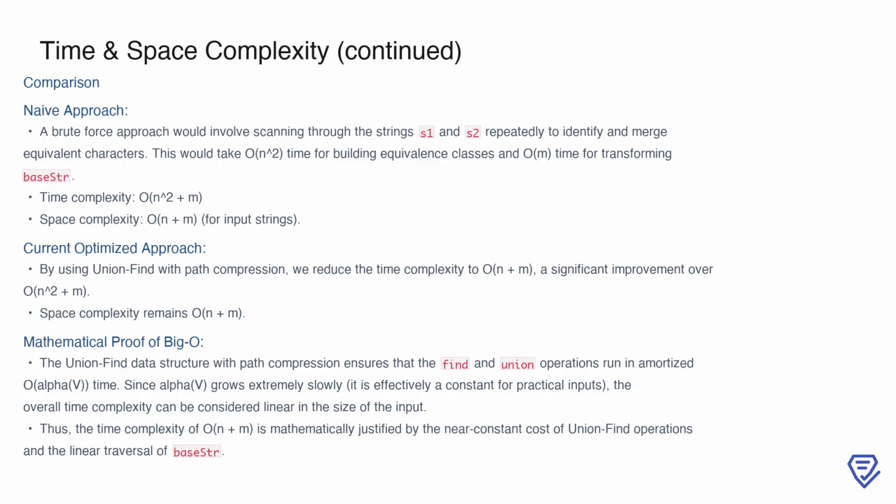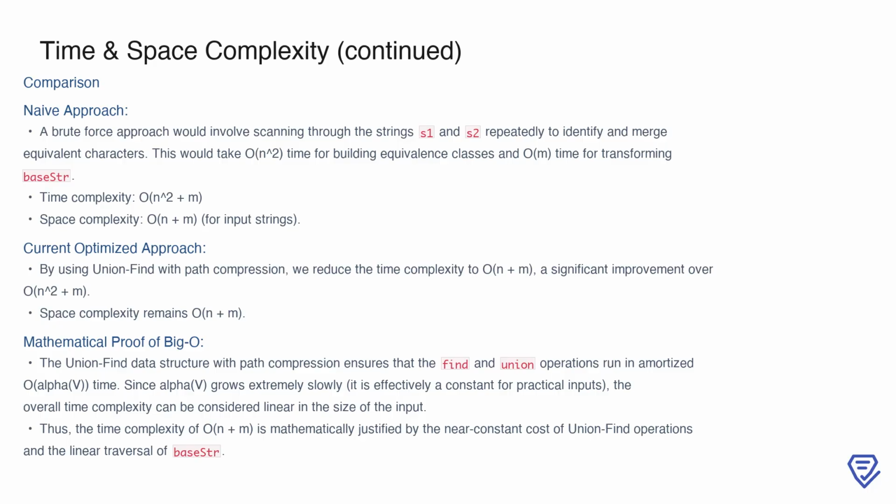Let's compare this optimized approach with a naive approach. A brute force solution would involve repeatedly scanning through S1 and S2 to identify and merge equivalent characters. This process would take O(n squared) time to build equivalence classes and another O(m) time to transform base str, resulting in a total time complexity of O(n squared plus m). The space complexity for the naive approach is O(n plus m), accounting for the input strings. In contrast, our optimized approach leverages the union find data structure with path compression, reducing the time complexity to O(n plus m). The space complexity remains O(n plus m), but the significant improvement in time complexity makes this approach far more efficient.